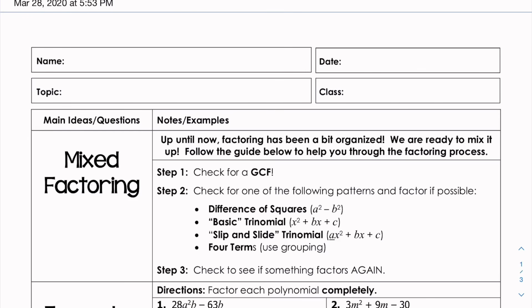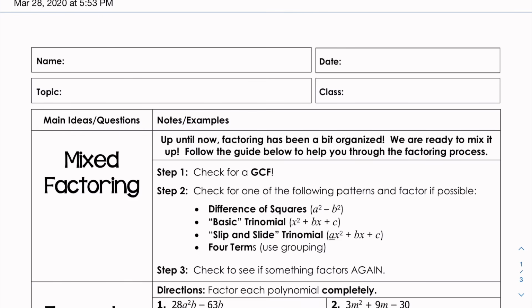Alright, we're going to take a look at what I like to call mixed factoring. What that means is, up until now, factoring has been a bit organized. We've sectioned off our greatest common factor examples, our difference of squares examples, our trinomial examples, and our four-term examples. So we've always had that separated, so we knew exactly what kind of problem we were looking at. Now we're ready to mix those problems up.